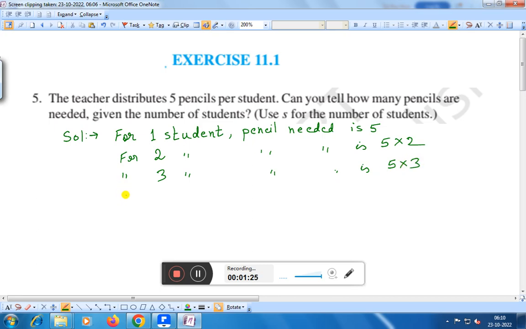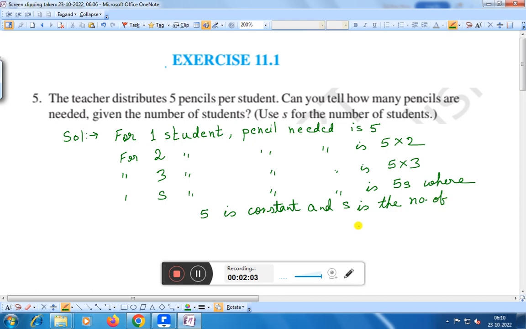For S students, pencil needed is 5S, where 5 is constant and S is the number of students.